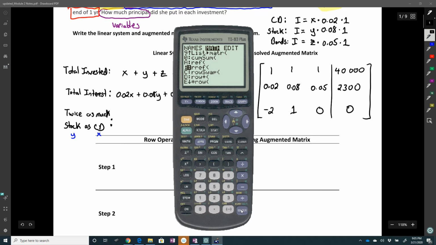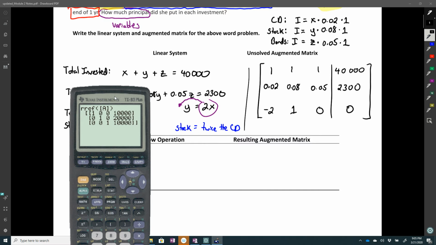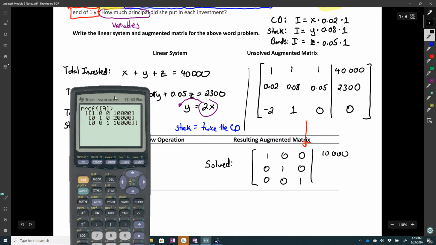And now I need to put the matrix in there. So second matrix one more time. And there's your matrix. It's matrix A. So I'm just going to hit enter. And there you go. So again, we kind of skipped all the blah, blah, blah. But when you solved it, I get 1, 0, 0, 0, 1, 0, 0, 0, 1, 10,000, 20,000, 10,000.